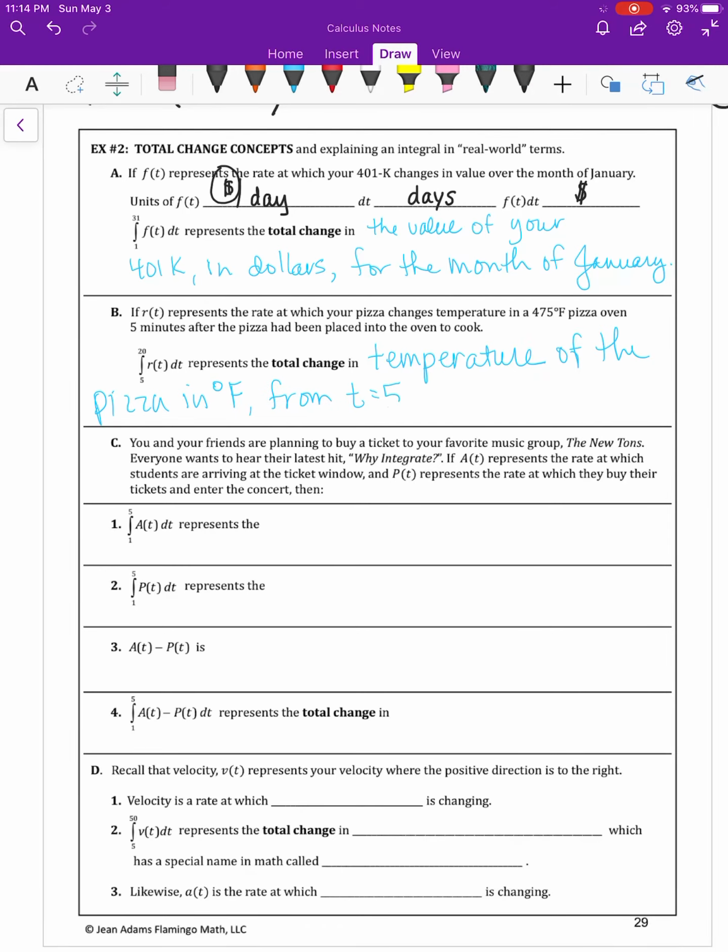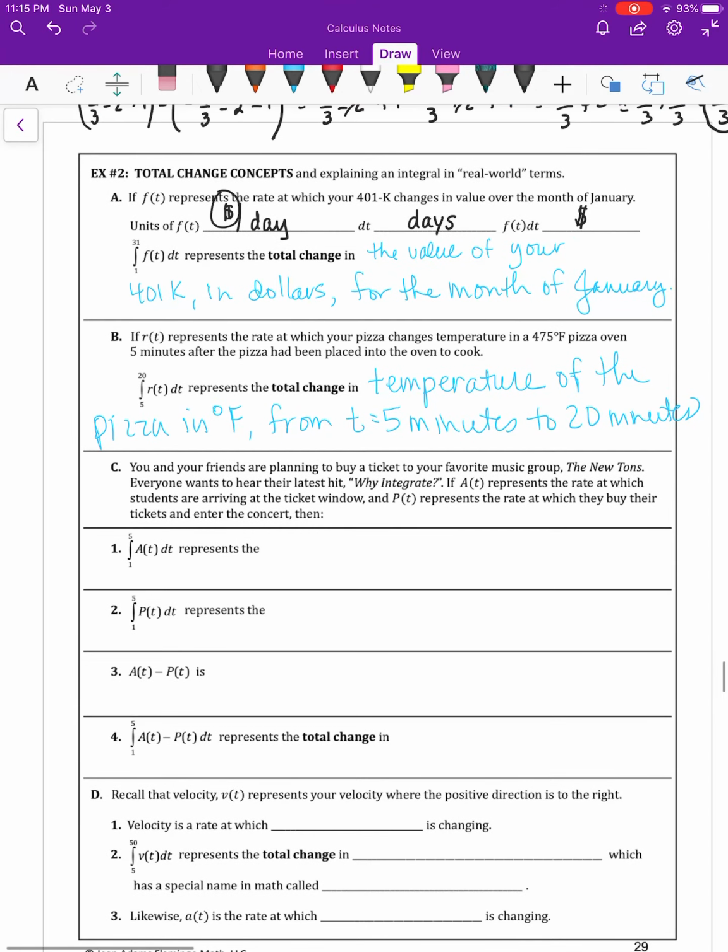of the pizza in degrees Fahrenheit from t equals 5 minutes to 20 minutes.